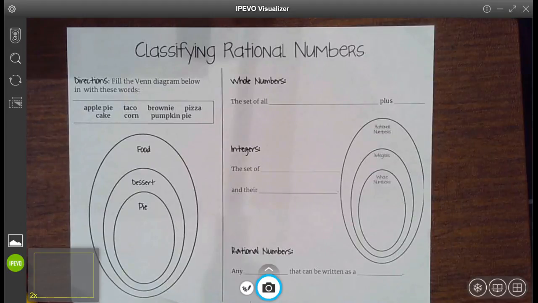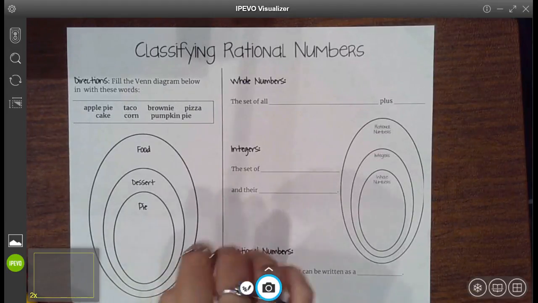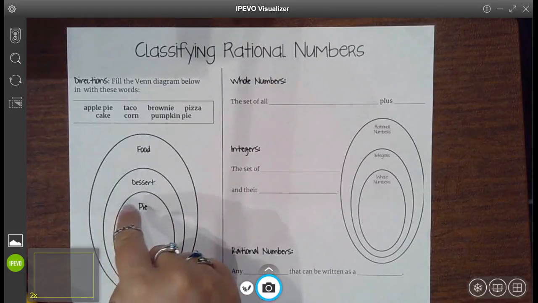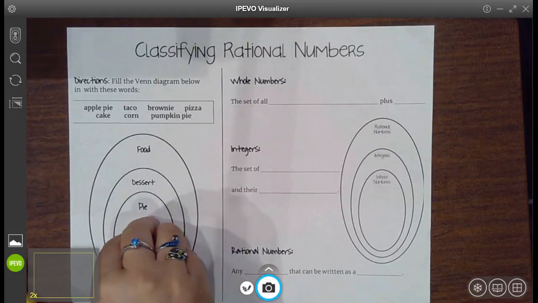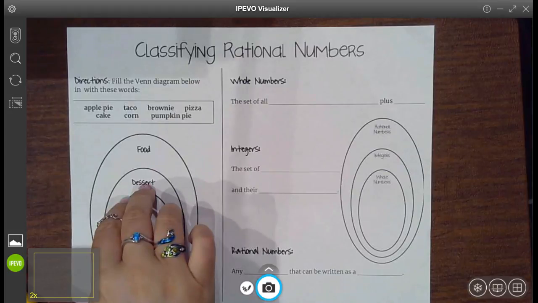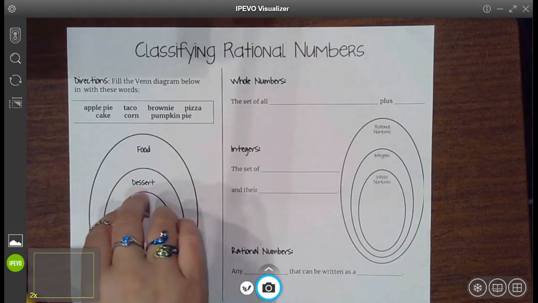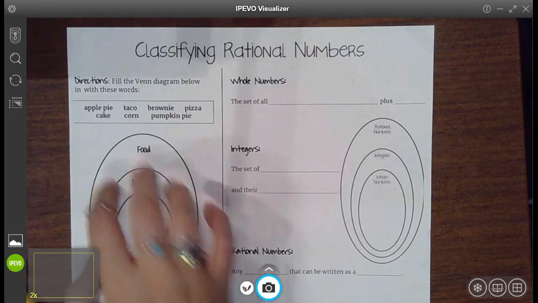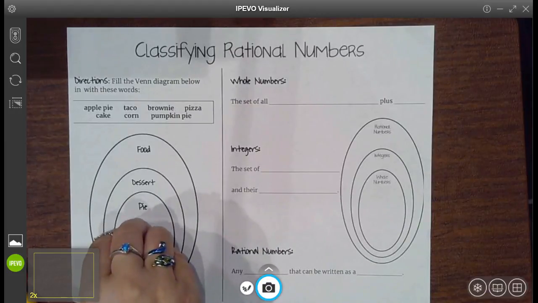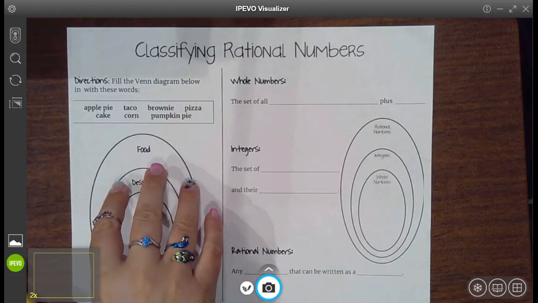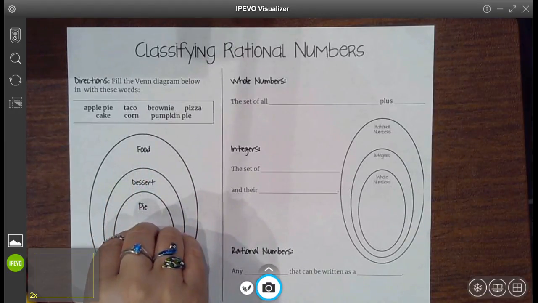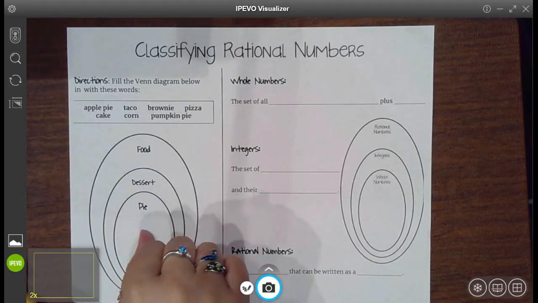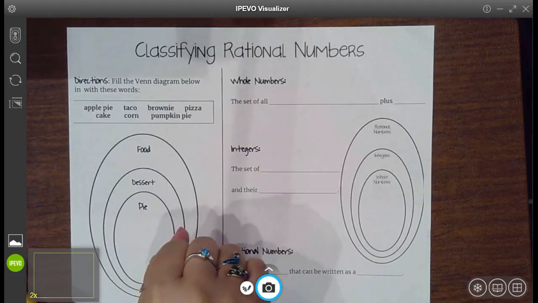Before we dive into that, I want to let you see that this is a Venn diagram. Everything that's in here is a part of this, and everything that's in here and here is a part of that circle. So you work your way inside out. As you move further in, you get more and more specific. Let's try and see how this works.